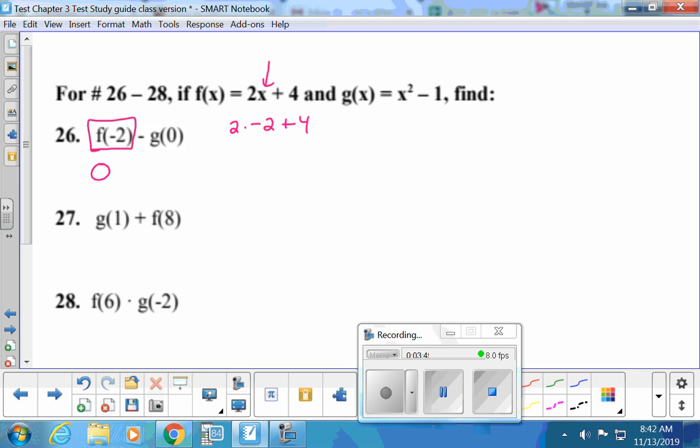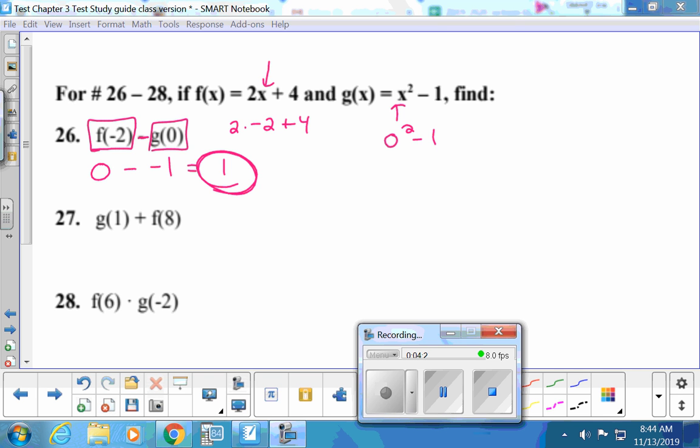You're going to do the same thing with g of 0. You're going to put a 0 in equation g right about there. What is 0 squared minus 1? Negative 1. And then you're going to take these two results and you're going to subtract them. There's a subtraction sign right here. So my final answer is 0 minus a negative 1, which is 1. So you almost have to do 3 steps. You have to find f of negative 2, you have to find g of 0, then you have to subtract them. Okay? Who would like to come do 27?